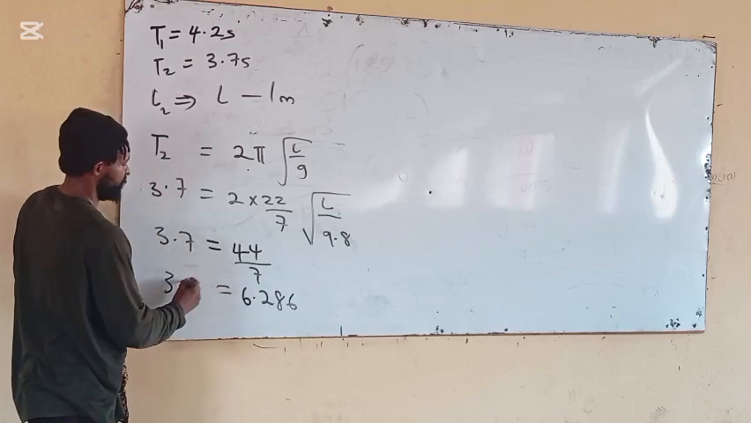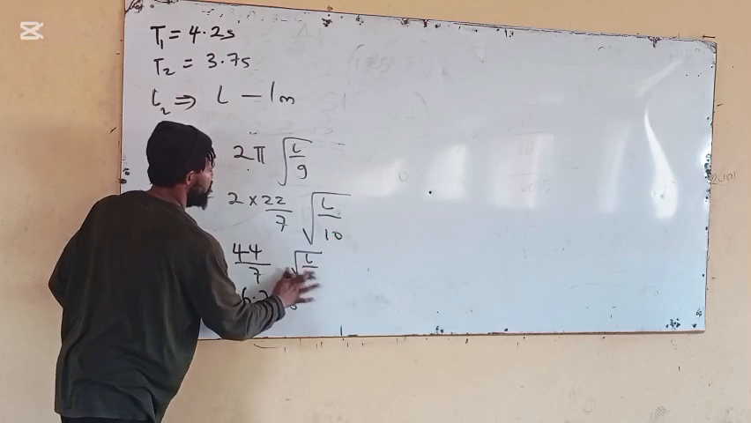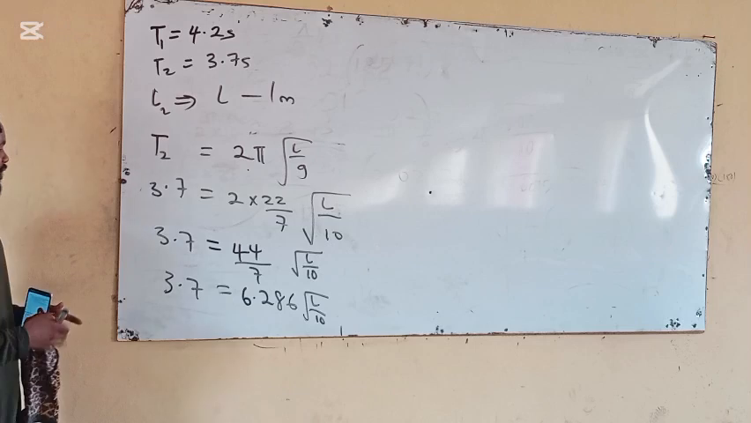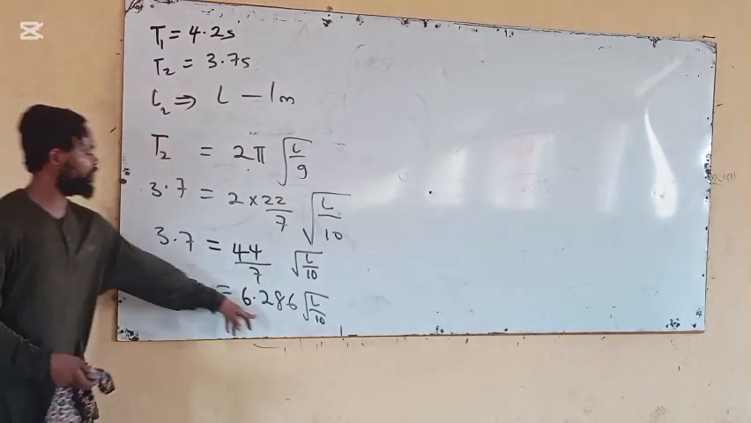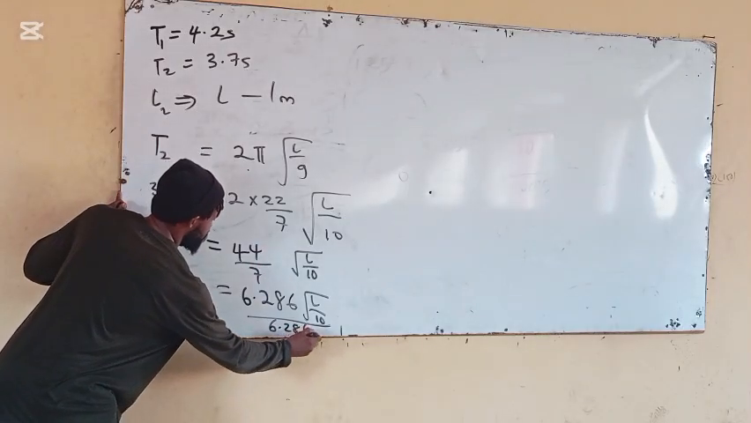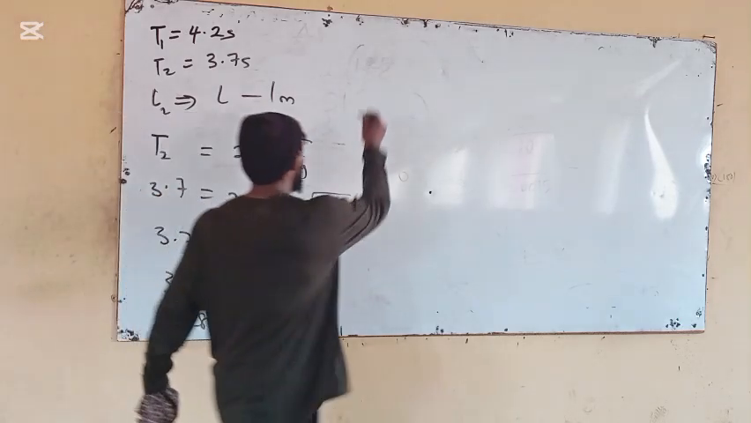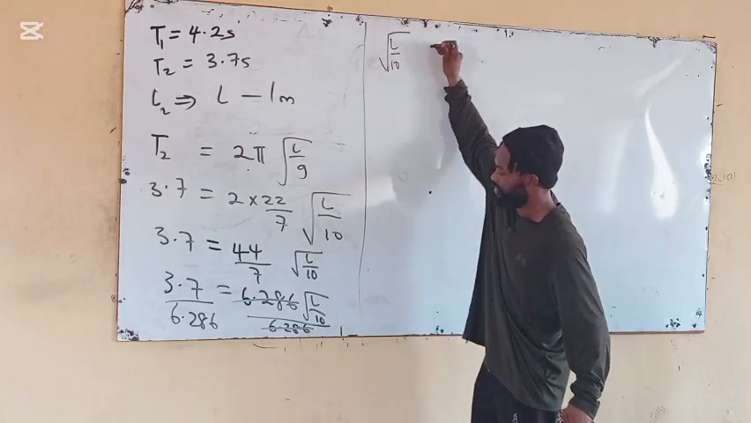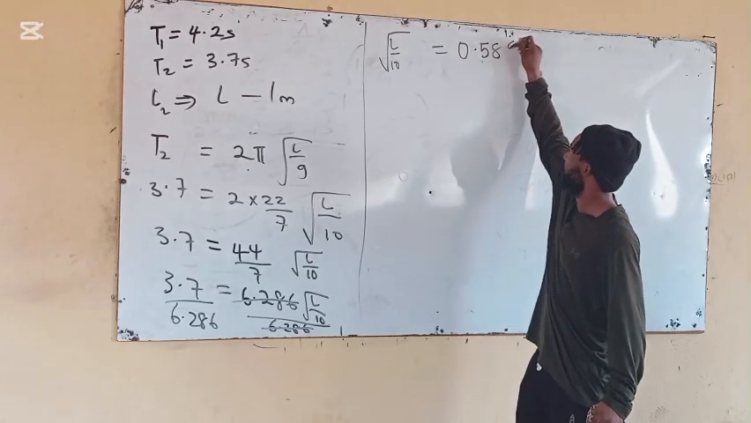6.286. Okay, so it's root L over 10. I want to use 10. Okay, so at this junction, I can say this is the coefficient here. I can divide both sides by this. So if I divide both sides by 6.286, this will cancel this, so that I'm now having root L over 10 should be 0.589.